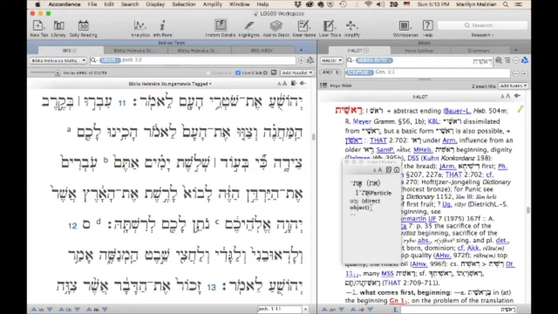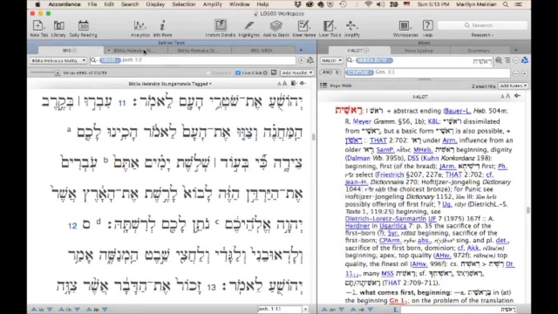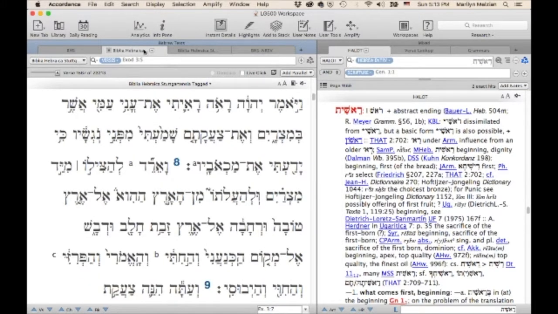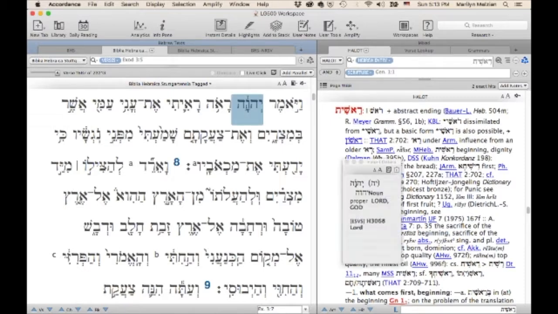Okay. Here's another example. I have seen et, particle object, direct object, the affliction of my people, and here it doesn't tell you that this is definite. This particular word is in construct, but it is in construct to a noun with a suffix. Okay, that makes it definite.